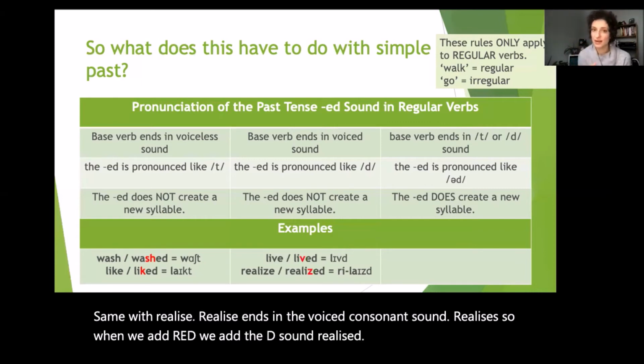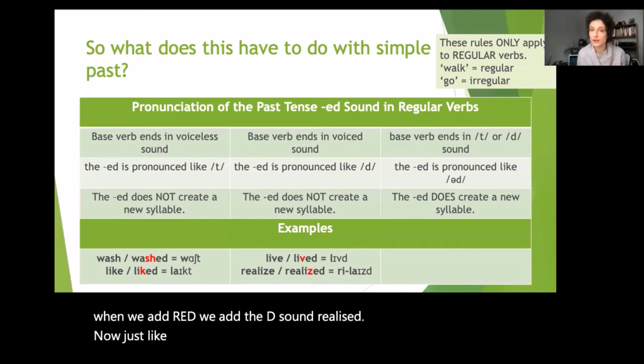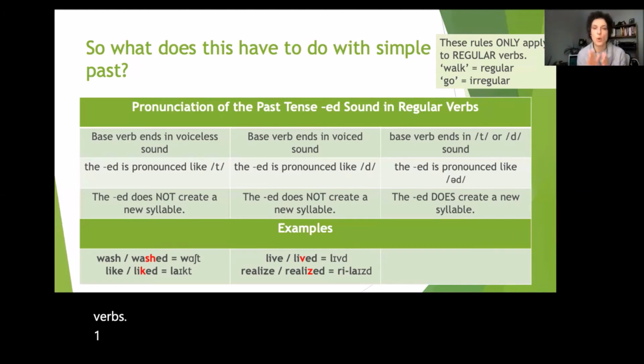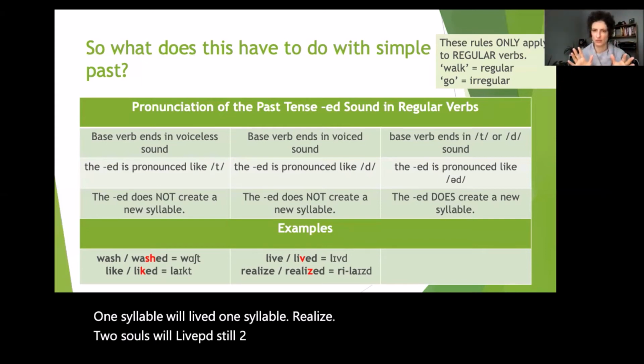Now, just like our T, these do not create additional syllables from our base verbs. Live, 1 syllable. Lived, 1 syllable. Realize, 2 syllables. Realized, still 2 syllables. You with me?